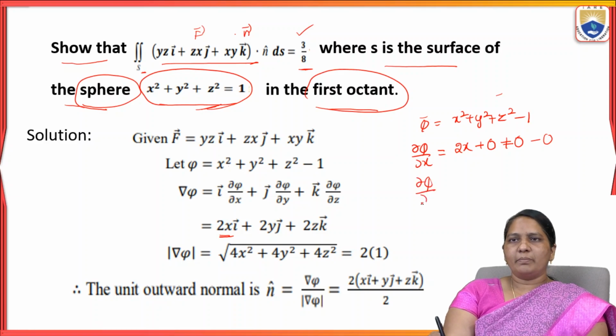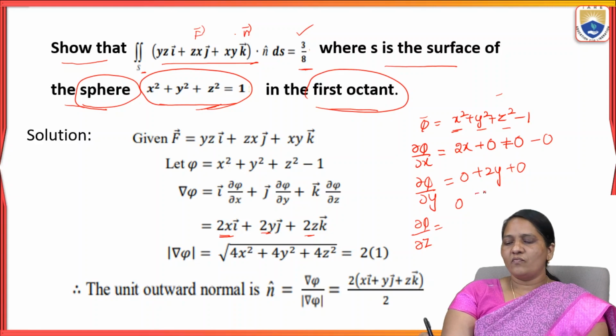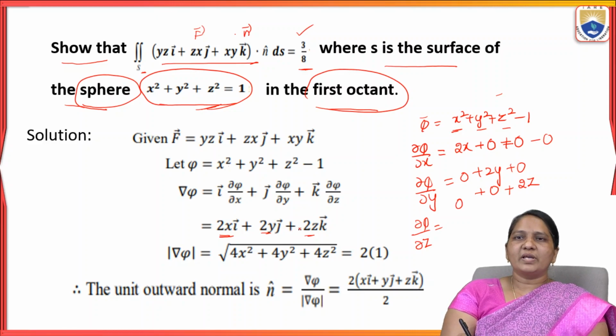Next, dou phi by dou y. With respect to y, the x term is 0, y square gives 2y, and with respect to z it is 0. So finally this value is 2y. In the same way for dou phi by dou z: with respect to x the x square term is 0, the y square term is 0, and z square gives 2z. So 2x i plus 2y j plus 2z k. This is del phi.